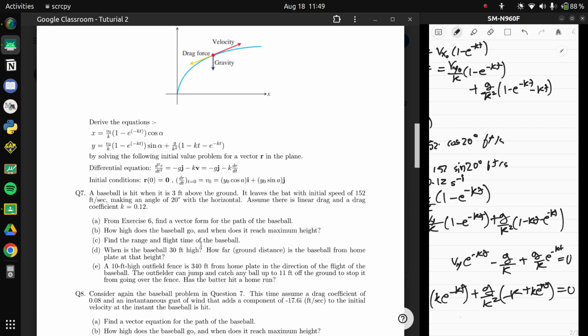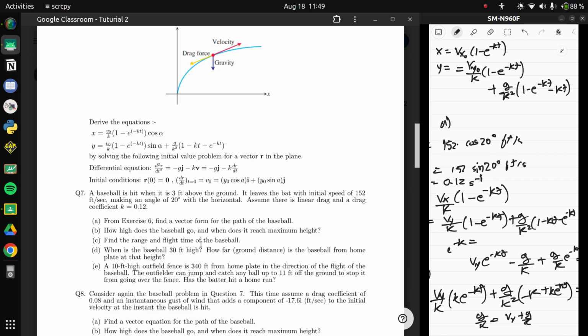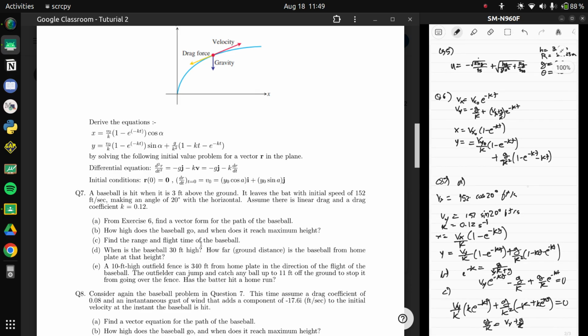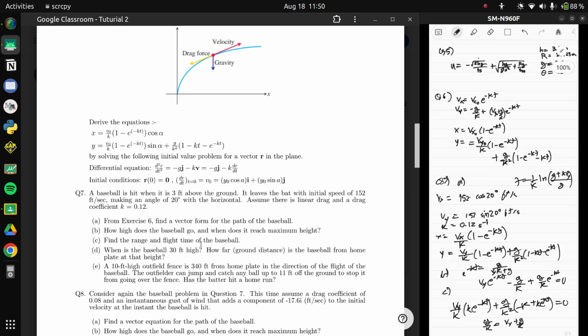Sure. So that just means g upon k equal to Vy plus g upon k. Right, you get the thing. So just e power negative kt is equal to g upon Vy k plus g, or you could say that kt equals the natural log of the inverse. So e power kt would just be that. So it's something like t equal to 1 upon k natural log of g plus, what was this again? Vy. So k Vy upon g. Yeah. So that's when this will happen.